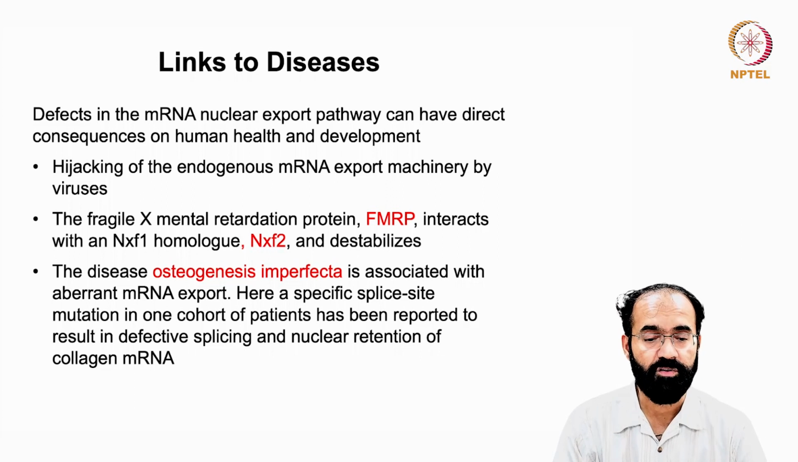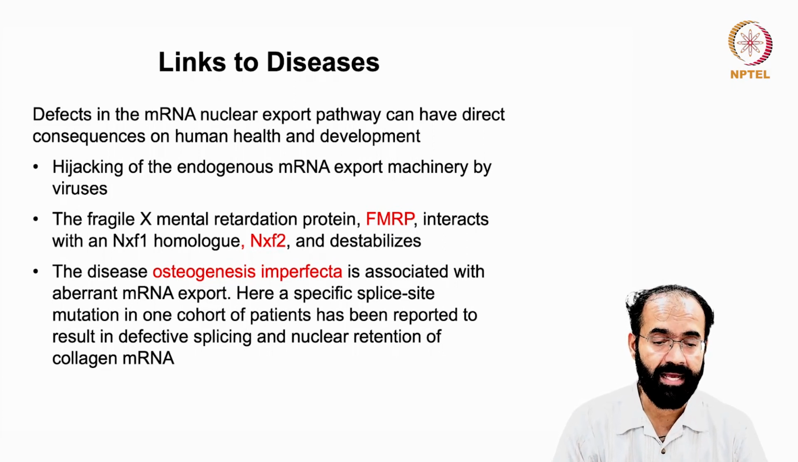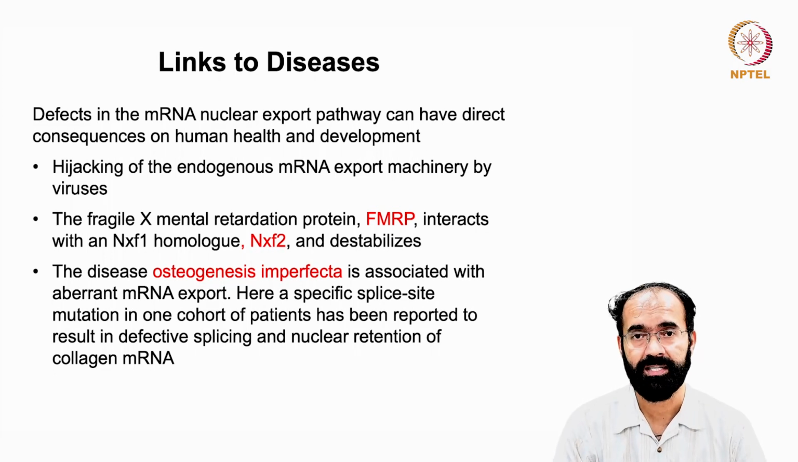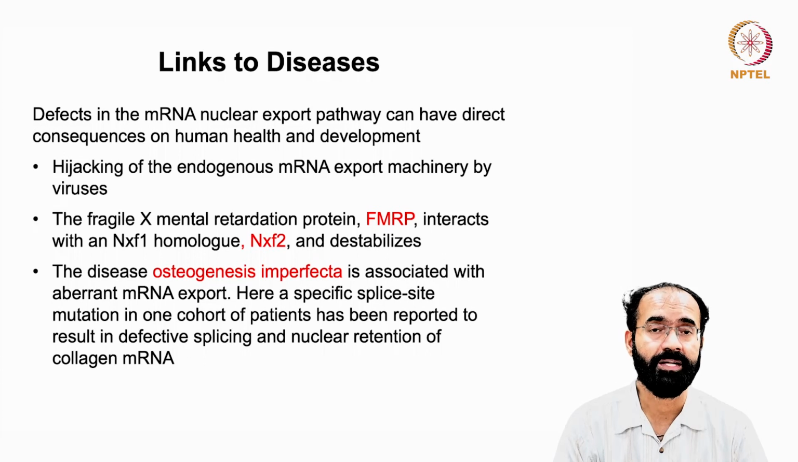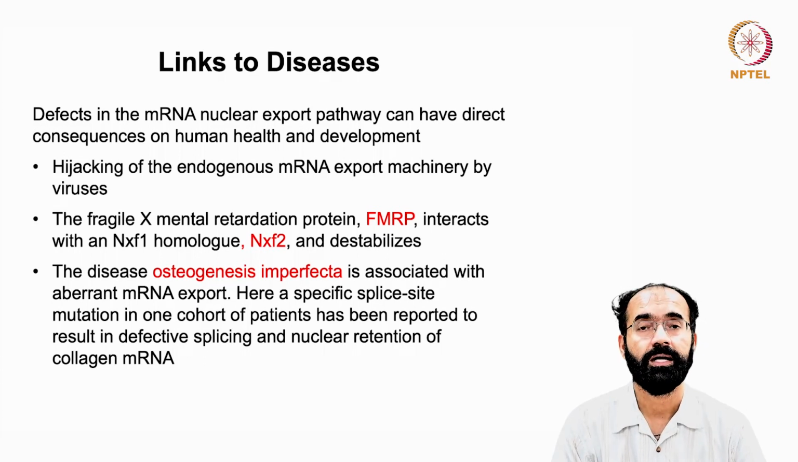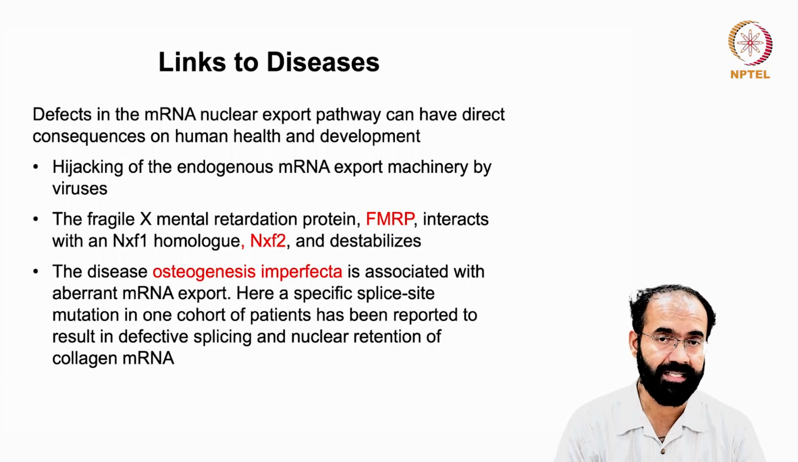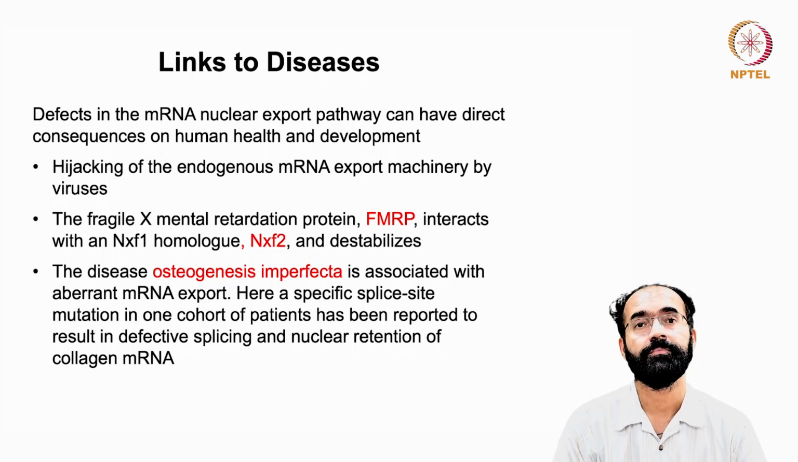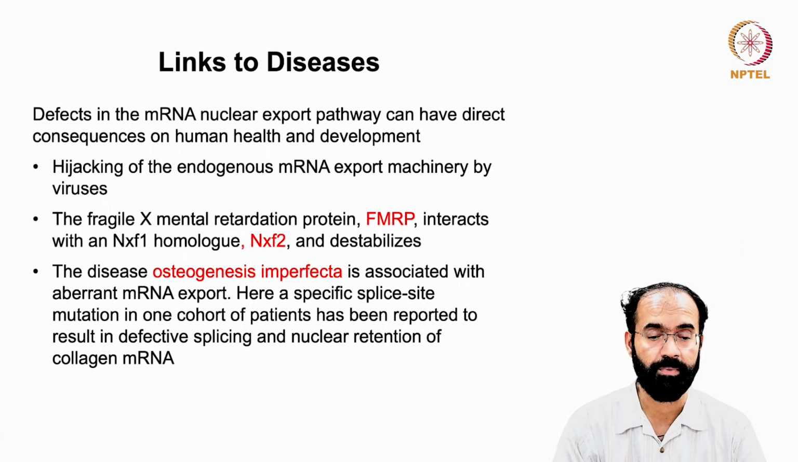Another example is fragile X mental retardation protein, called FMRP, which interacts with a homologue of the NXF1 gene, called NXF2, and destabilizes it. FMRP is important in the movement of RNA across the nucleus. We have seen some examples earlier. So this FMRP may not be effectively available for the transportation function. So that is another example.